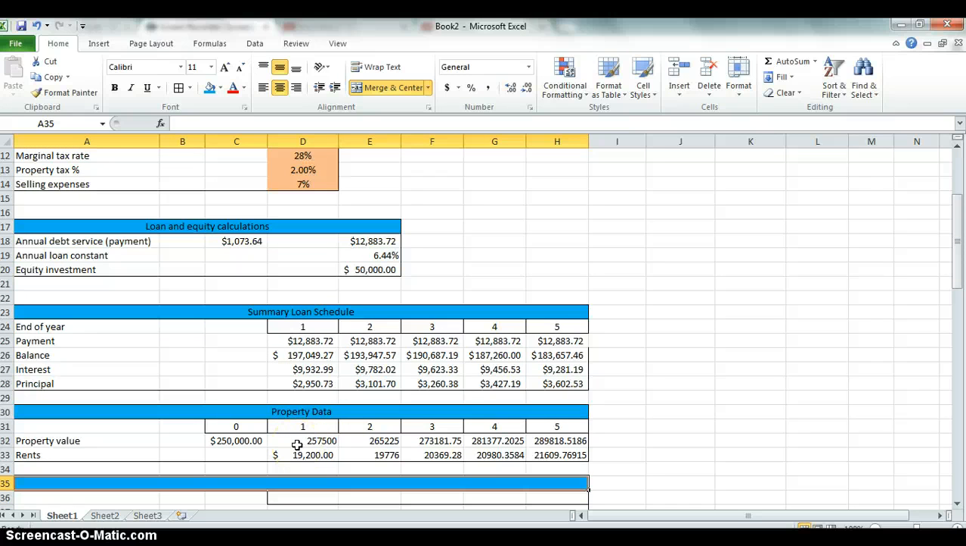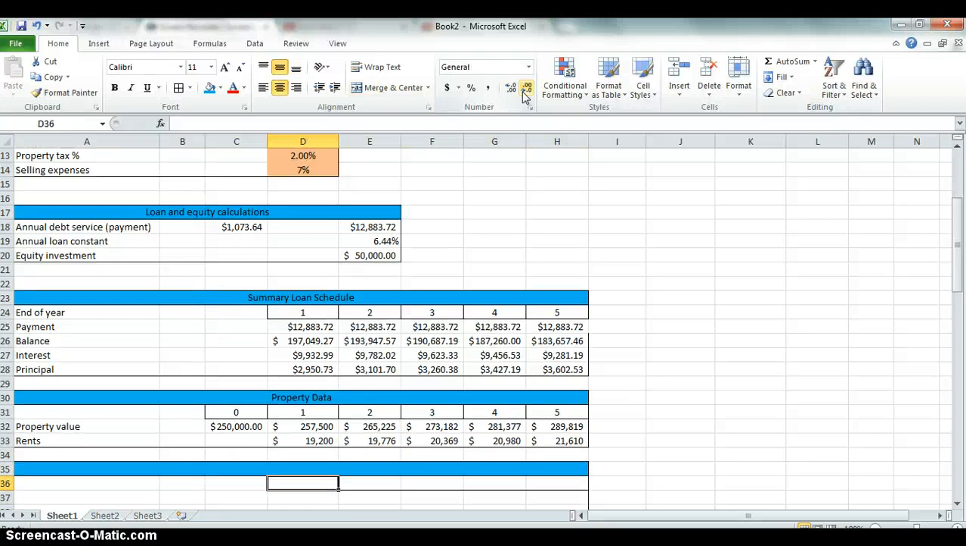So if we want, we can just format these and make it look pretty by making it numbers and maybe fewer decimal places, but that's optional, just a formatting thing. Now we're going to calculate our before tax cash flow for the owner.